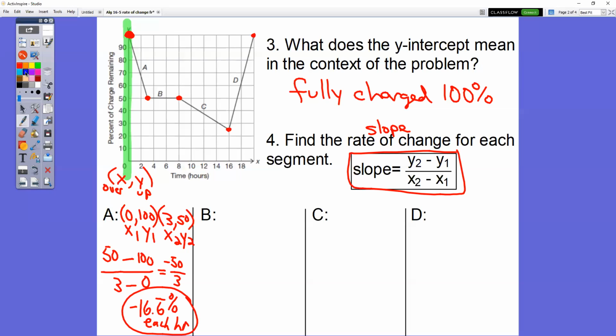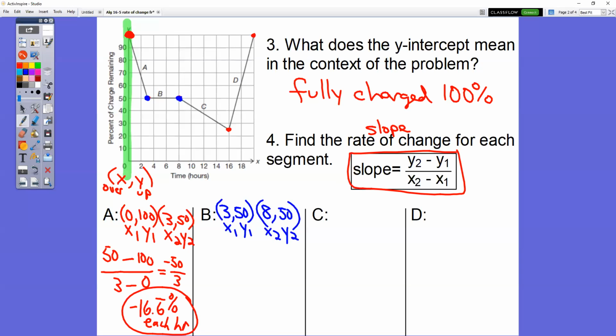Segment B. Segment B is going from this point to this point. So 3, comma 50, and we're ending up at over to 8 up to 50. So we're going 3, comma 50 to 8, comma 50. Again, all points are written X, comma Y. So 3 is an X, 50 is a Y. 8 is an X, 50 is a Y. 3, comma 50 is your first point. Those get 1s. 8, comma 50 is your second point.